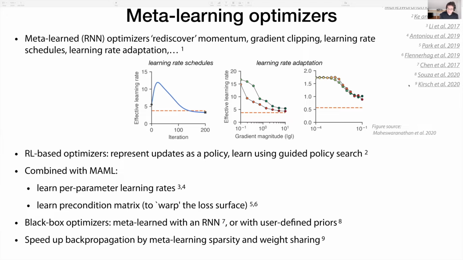Another very interesting piece of recent work by Louis Kirsch is how to speed up backpropagation by meta-learning, sparsity, and weight sharing. Right? We all know that sparsity and weight sharing help, but we don't always know how to do weight sharing. So here we just meta-learn how to do weight sharing, and it also seems to work very nicely.